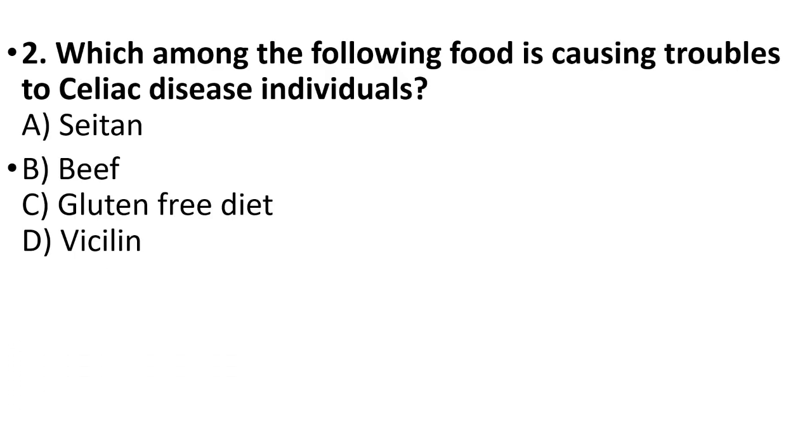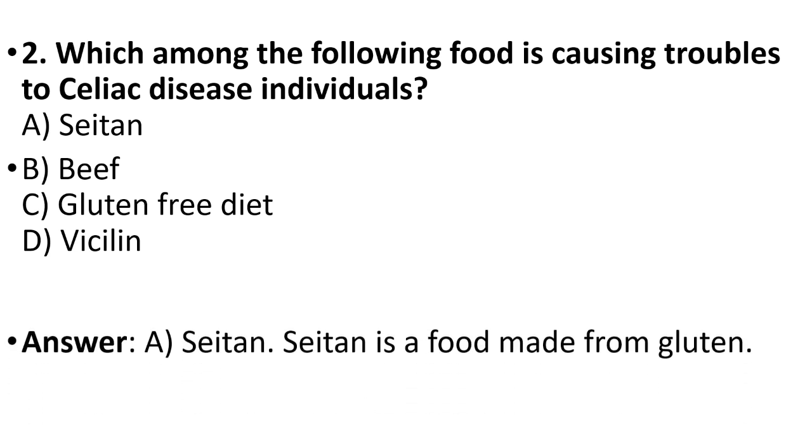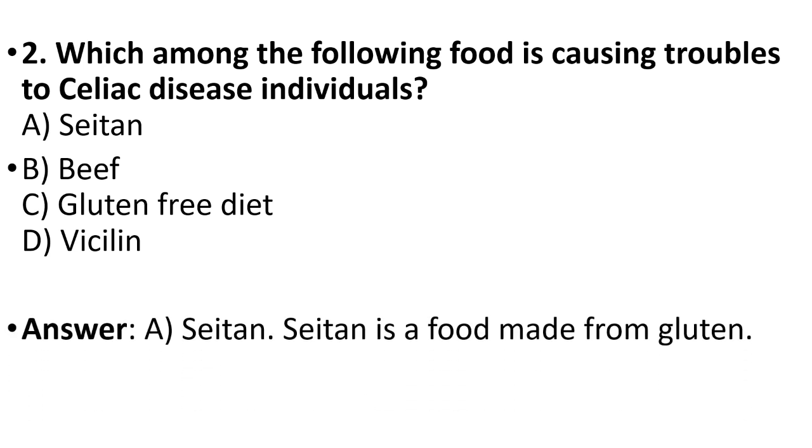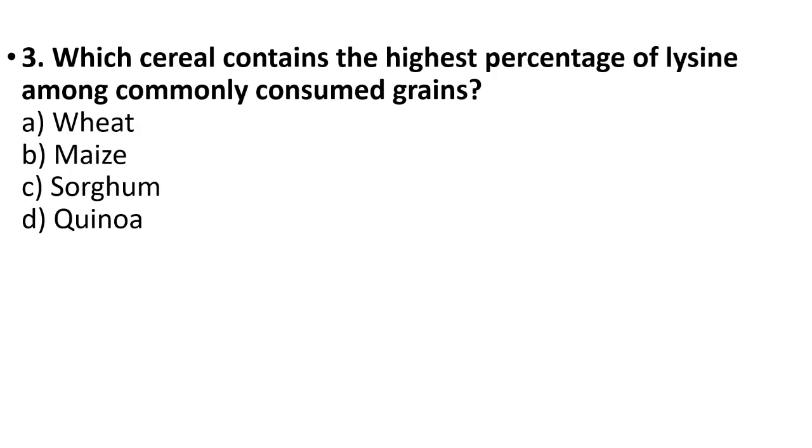Second question. Which among the following food is causing troubles to celiac disease individuals? Seitan, beef, gluten-free diet, Vicillin. Your answer is option A, seitan. Seitan is a food made from gluten. Third question. Which cereal contains the highest percentage of lysine among commonly consumed grains? Wheat, maize, sorghum, quinoa. Your answer is option D, quinoa.